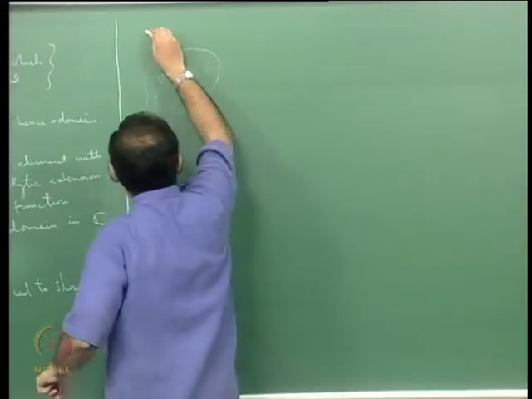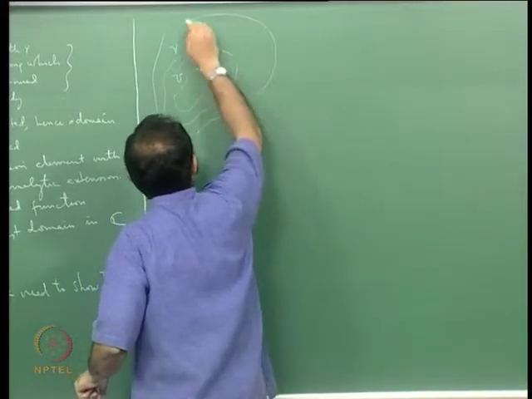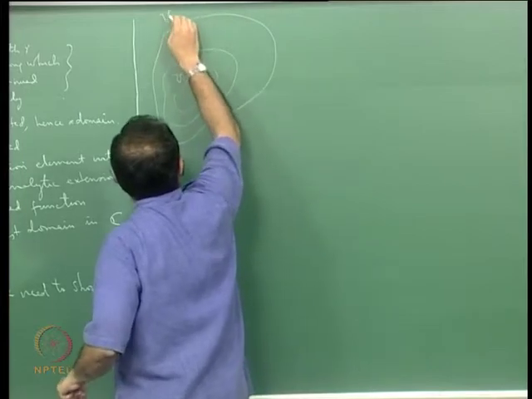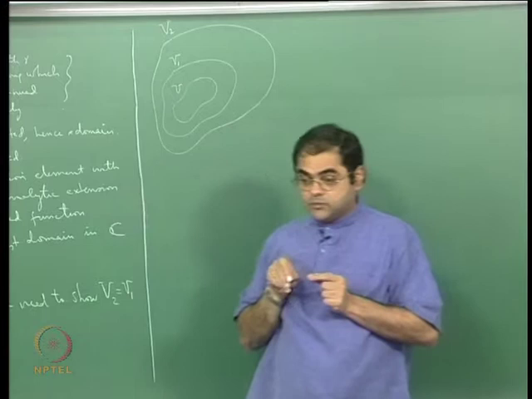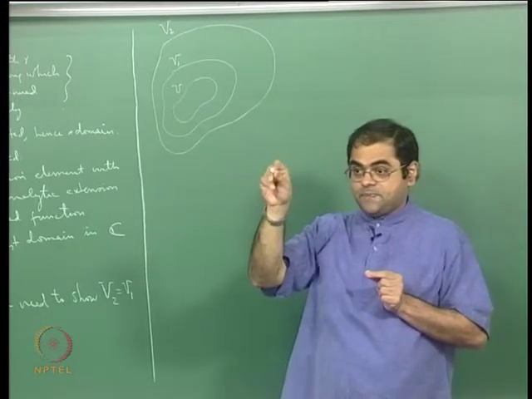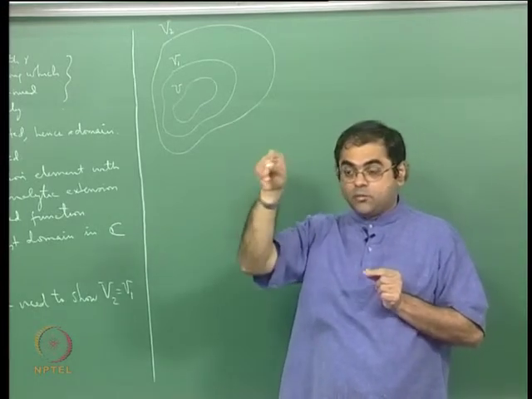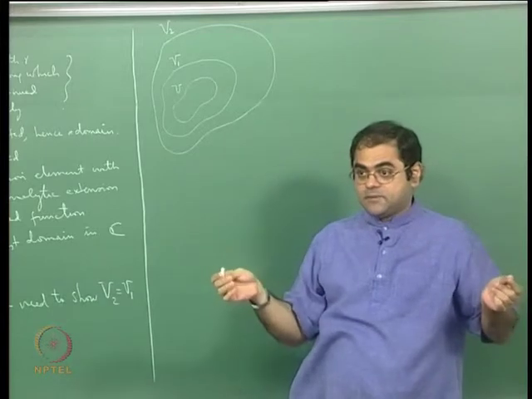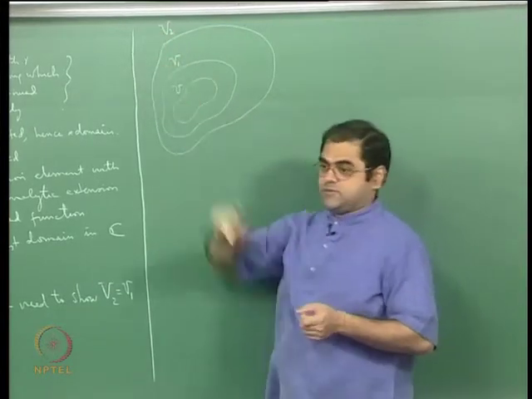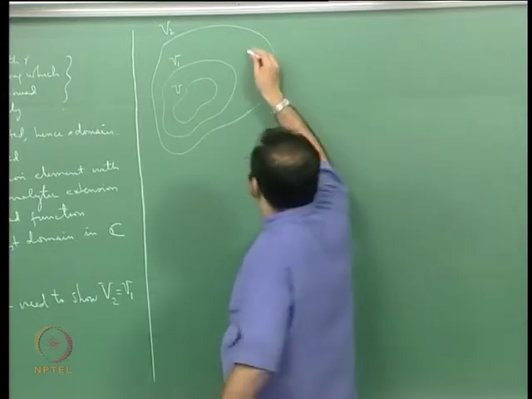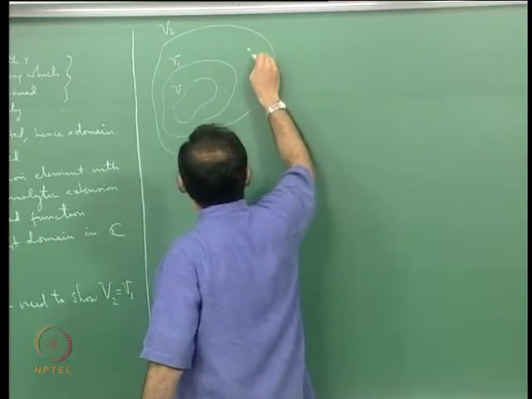And then there is V2, and V2 consists of all those points to which you can analytically continue f. You know that you can analytically continue f, but you don't know what is the function you're going to get. And the claim is that if V2 is simply connected, then V1 is the same as V2. That's the claim. So what you do is you do the following thing: take a point z in V2.